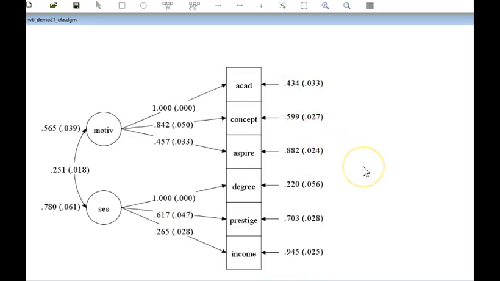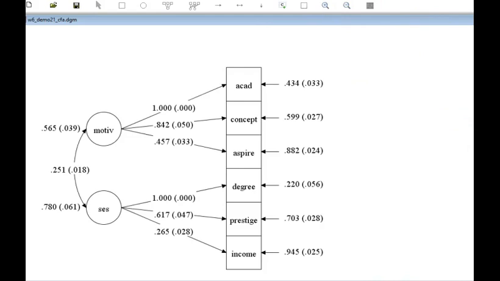These are the error variances, or actually they are measurement error. And then in this measurement model, we do have to have some sort of connection between motivation and SES, and that is our correlation. So they are correlated at 0.251.